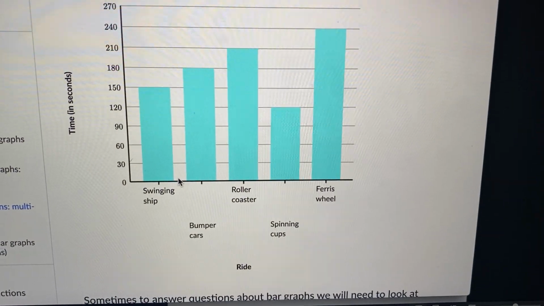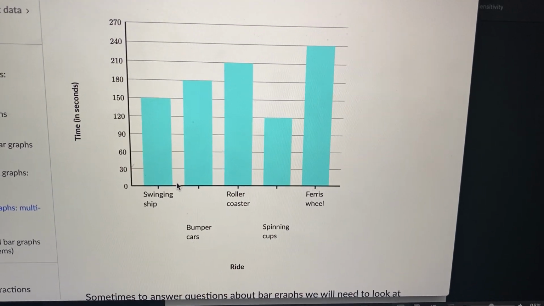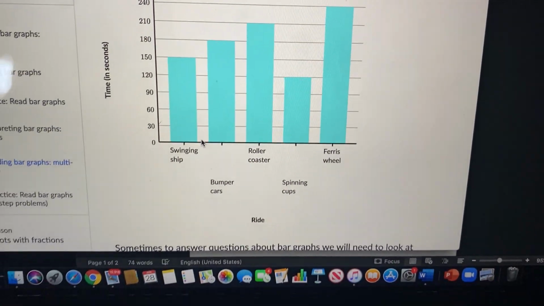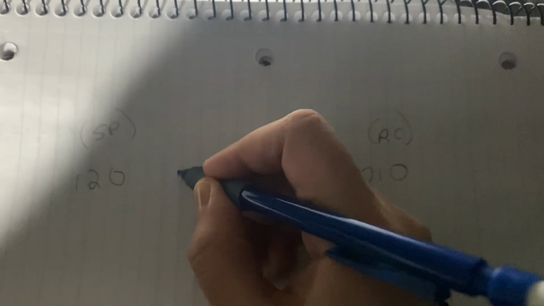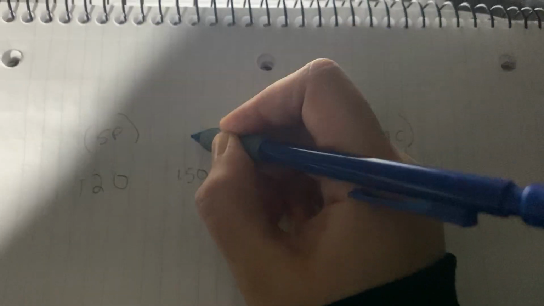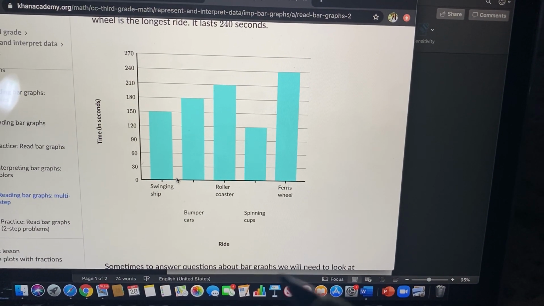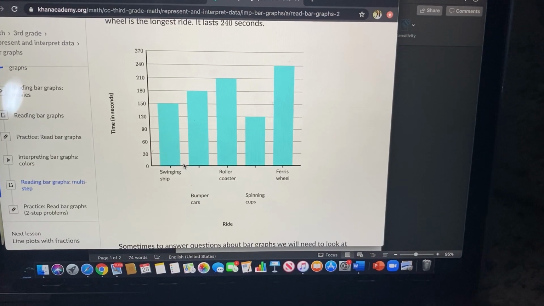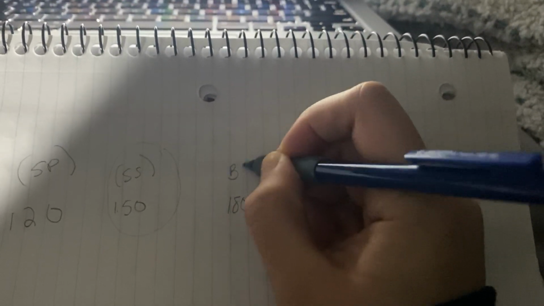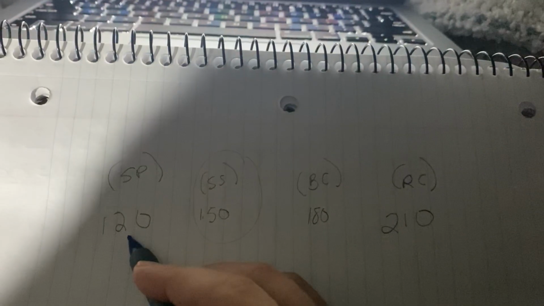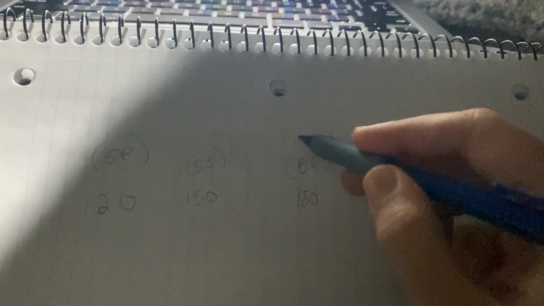Now, let's start with the first ride, swinging ship. Swinging ship is 150 seconds. So maybe we can put it right here, 150. And let's put SS, okay? That's between 120 and 210, right? So this can be an option. And let's see, our bumper cars. Bumper cars is 180. If you look here, 180. We could put 180 around here. Bumper cars. So let's put BC for bumper cars. Is that between 120 and 210? I think so. So this is another option.